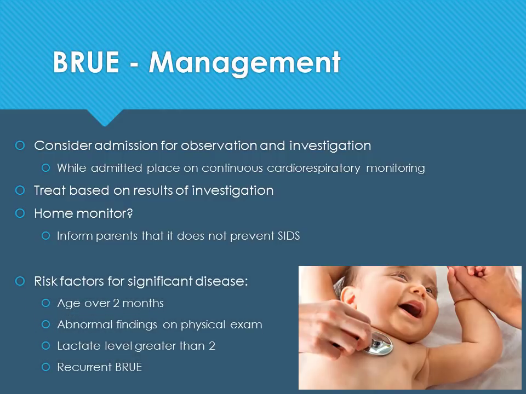Risk factors for significant disease include a BRUE that occurs over 2 months of age, any abnormal findings on physical examination, a lactate level that's greater than 2, which tells us there was probably some significant hypoxia, right? Remember reasons why we get lactic acidosis, why we get lactic acid buildup when we move into that anaerobic metabolism. And if a child has recurrent BRUEs, so they have more than just one of these episodes and it keeps happening, those are all risk factors. Those are all infants that we should work up even more aggressively and make sure we're monitoring them closely.